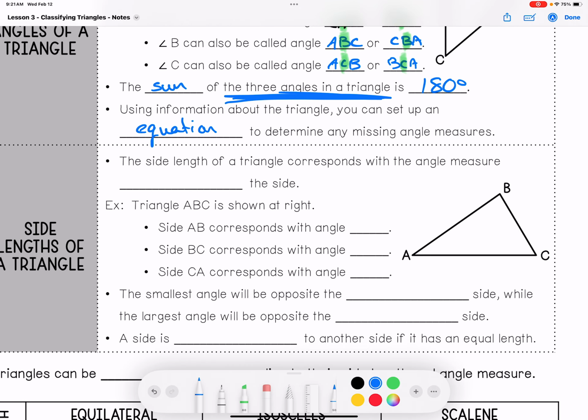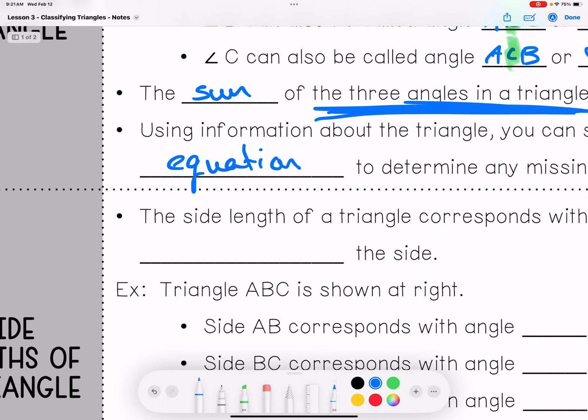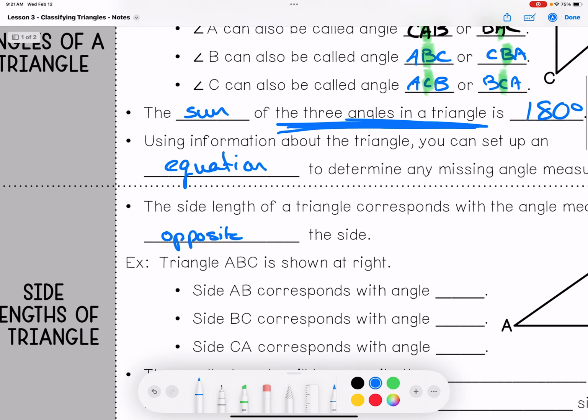All right, the side length of a triangle is different than the angles. The side length is not an angle, it's just a number, like feet or inches, but we don't always talk in that, so it's just a number. The side length of a triangle corresponds with the angle measurement opposite of that side. So what here, let me explain.